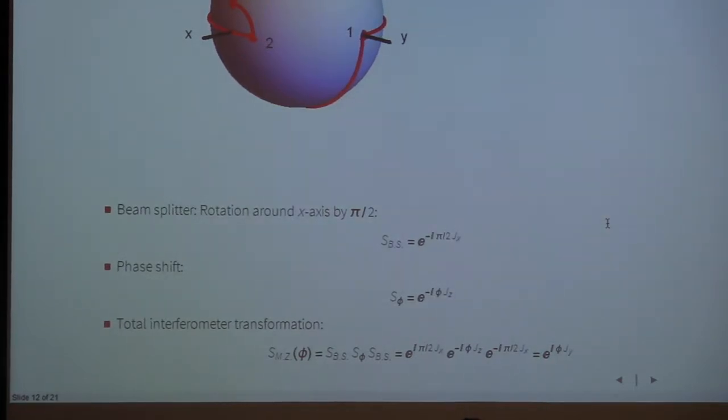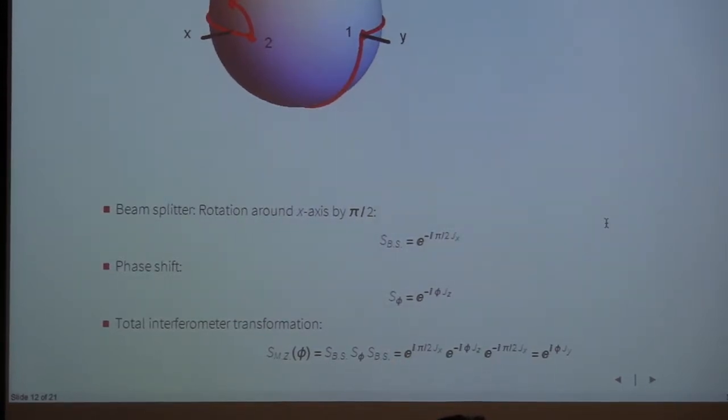The internal dynamics of them propagating through the paths is related to a rotation about z. And you can construct these using the rotation matrices Jx with a rotation angle of pi upon 2 and Jz with a rotation angle of phi, which is the actual path length difference in the interferometer. So the action of the interferometer is basically a product of all these terms. You rotate about x, you rotate about z, and you rotate about x.